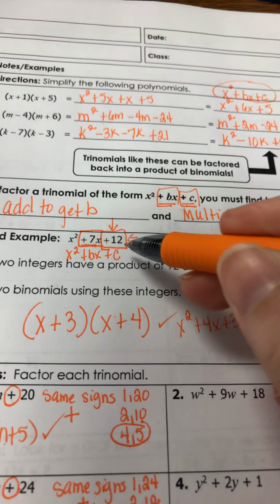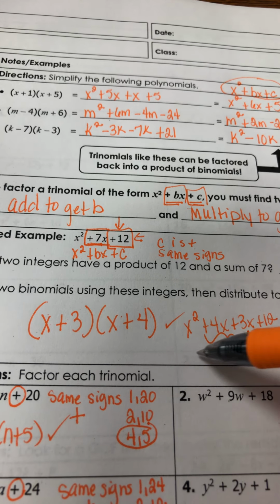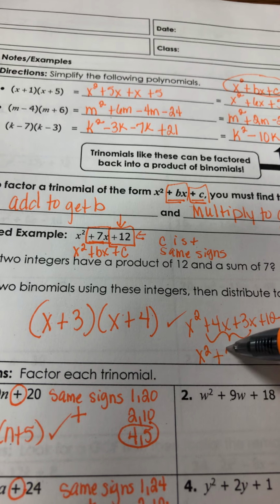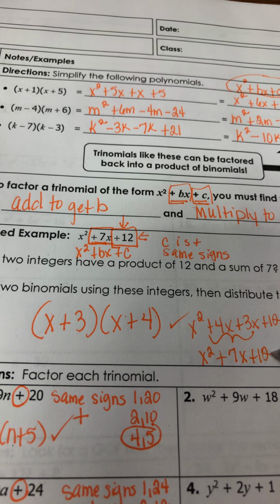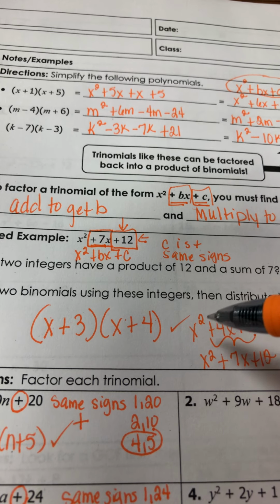So you see how that last term is our multiplication number, but that middle term is found by adding together 4x and 3x to get 7x. And we go back to the original problem, and that's how you would check it.